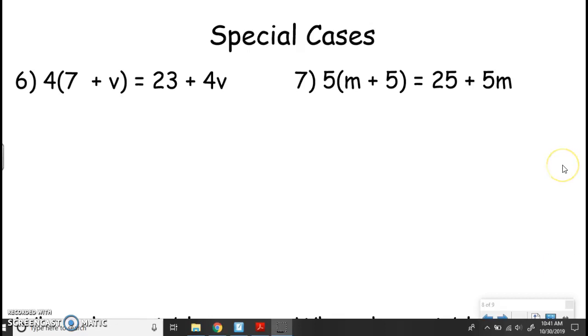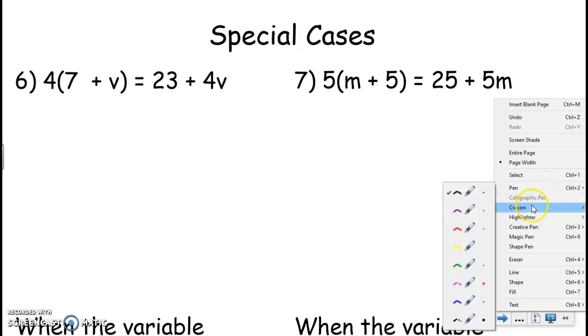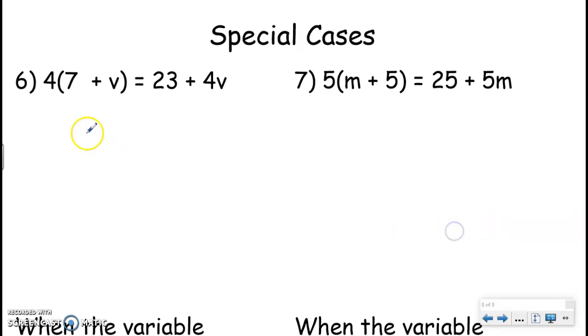Sometimes when we solve equations with variables on both sides, we actually end up with some special cases. So we're going to go through those two special cases. And to start out, what we're going to do is just start to simplify. So for both of those, I'm going to distribute on the left side. So I get 28 plus 4v equals 23 plus 4v.